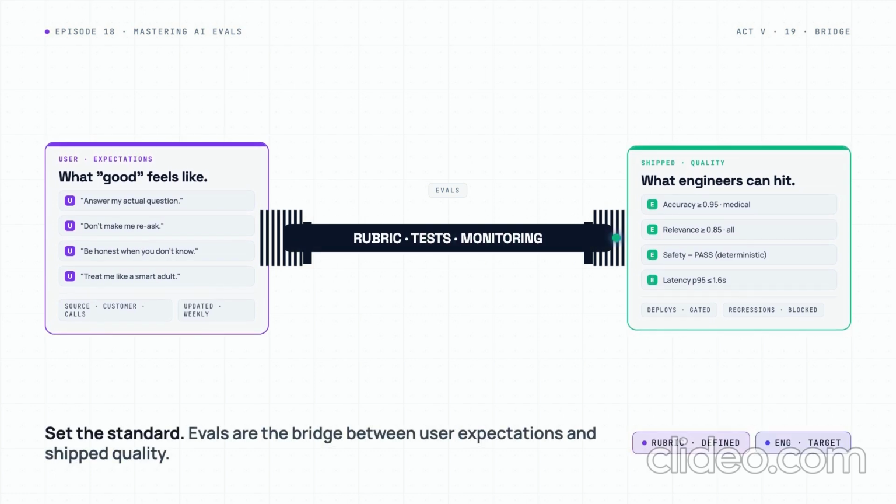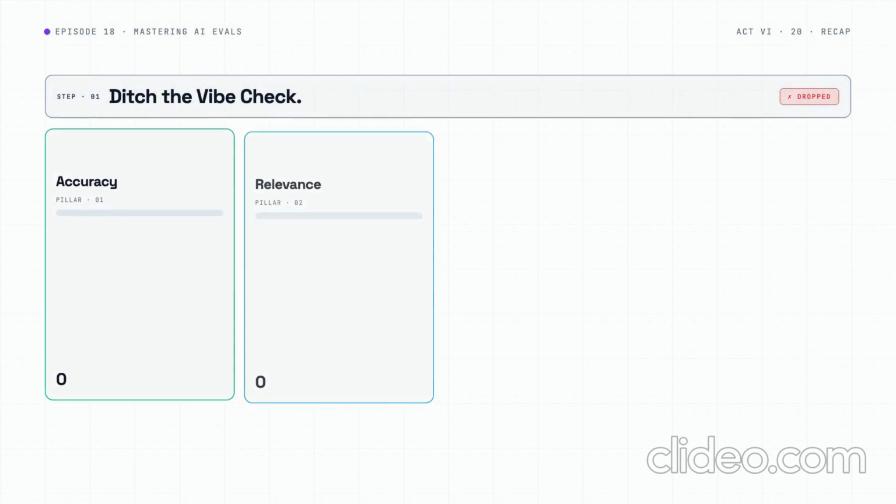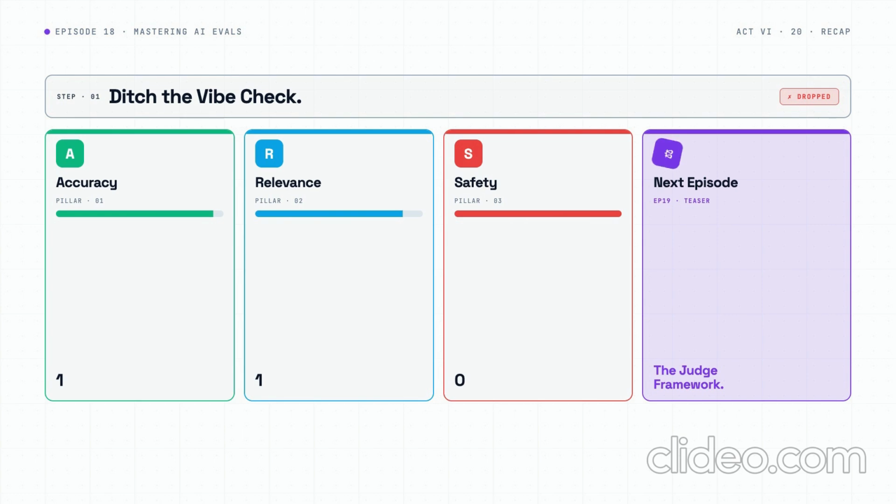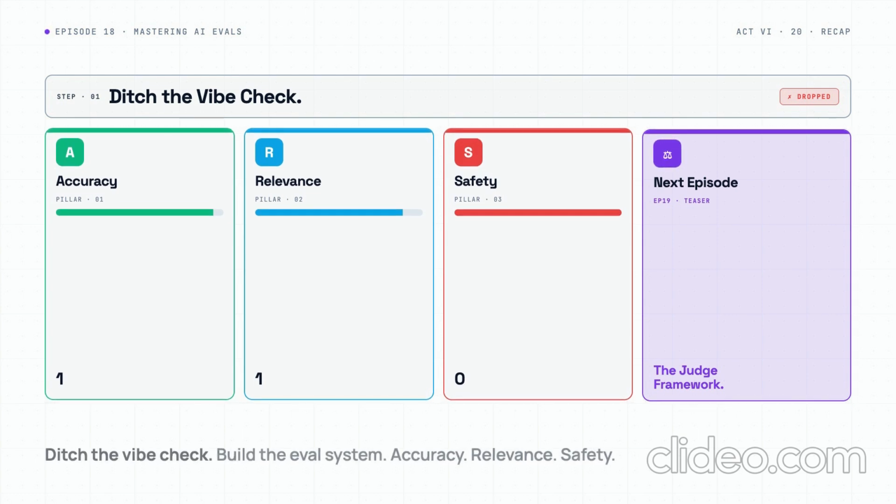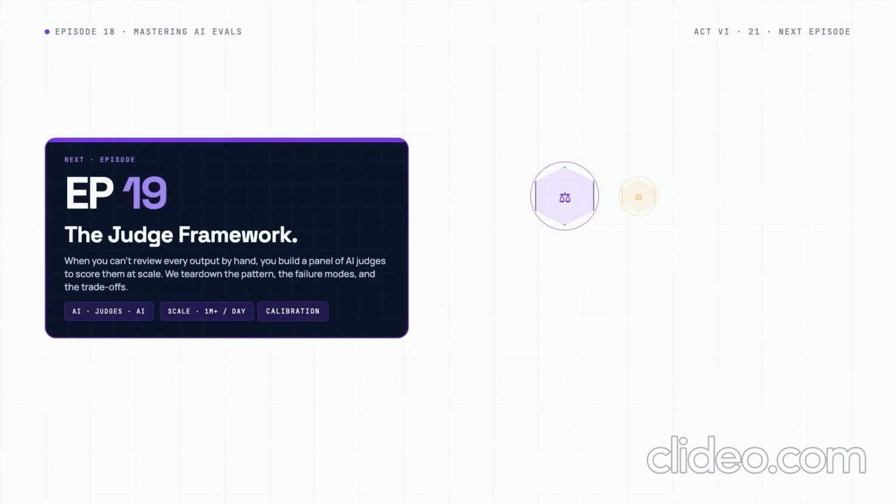So here's the move. Ditch the vibe check. Build the eval system. Accuracy, relevance, safety. Next episode, we go deeper, the judge framework. How to use AI to evaluate AI at scale.